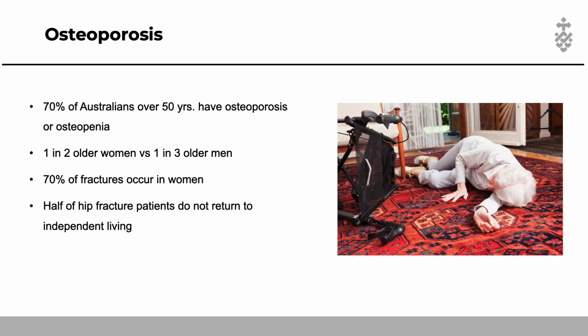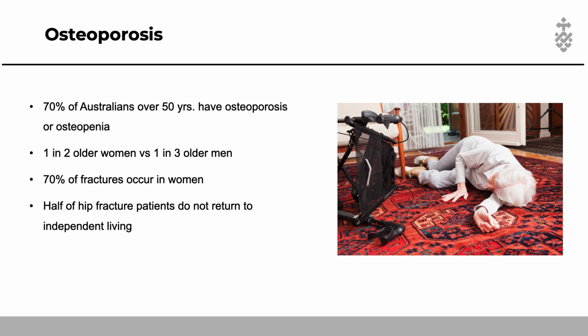Now, unfortunately, osteoporosis is a very prevalent disease. About 70% of Australians have either osteoporosis or osteopenia. That's of Australians over 50 years old. And we see it's more prevalent in women. So 1 in 2 older women versus 1 in 3 older men presenting with some sort of osteoporosis or osteopenia.